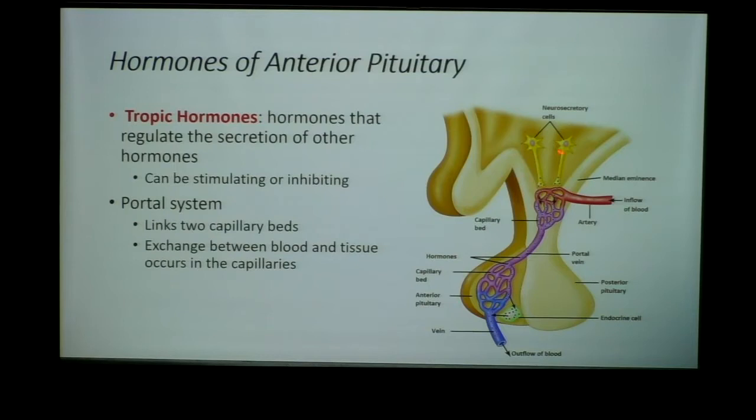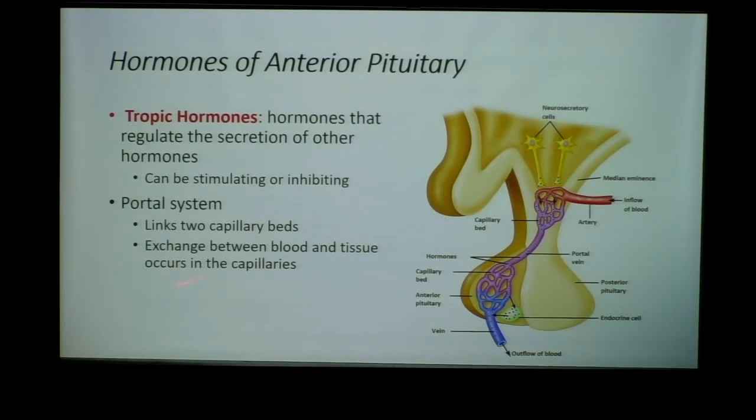Now, the tropic hormones can either excite the anterior pituitary to release a hormone, or it can inhibit the anterior pituitary. So we have releasing hormones and inhibiting hormones, okay? And we'll mention that throughout today. So RH will stand for a releasing hormone, IH will stand for an inhibiting hormone.